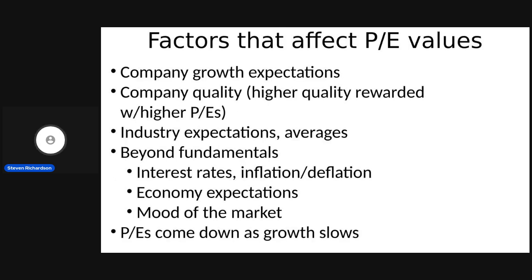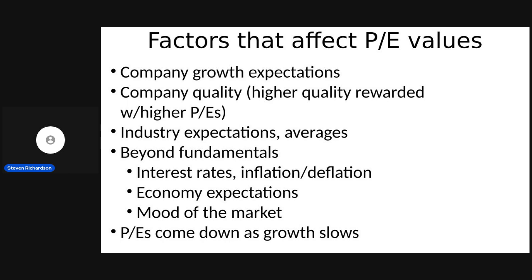So, factors that affect the price earnings ratio: the company's growth expectations, company quality, the higher quality rewarded with higher price earnings ratios, industry expectations. Like Apple has a higher PE. Apple has really good products with their phones and their computers and stuff. So they get a higher PE.